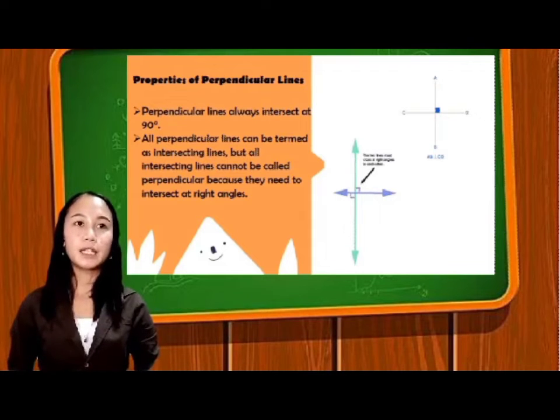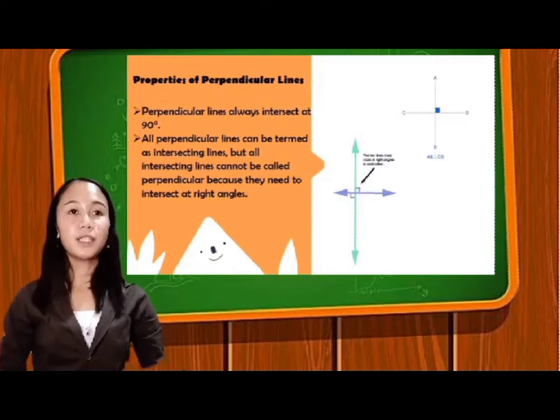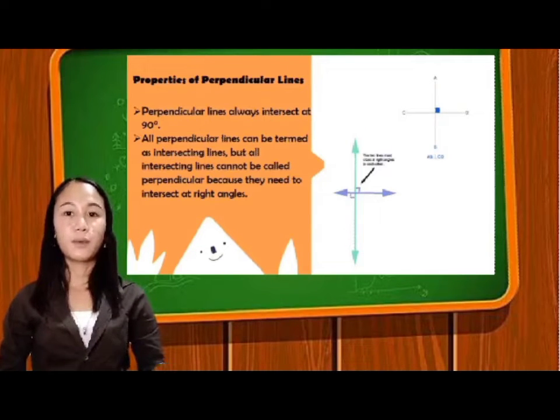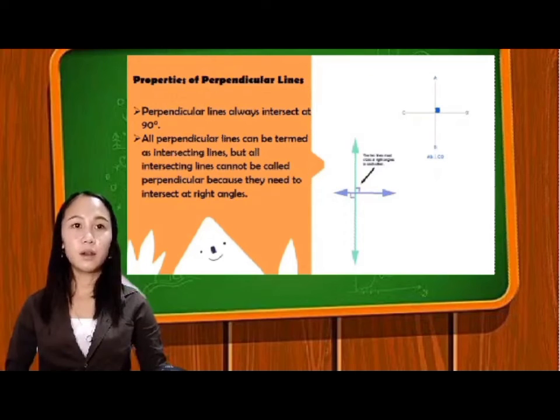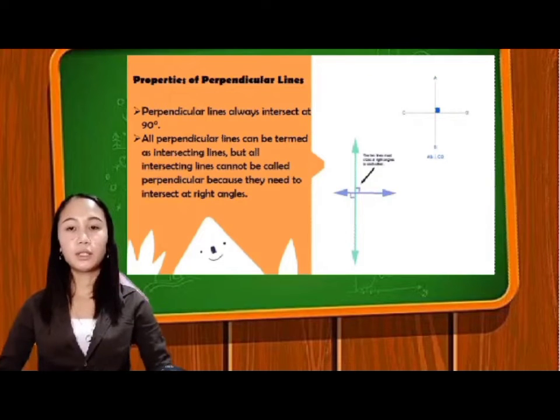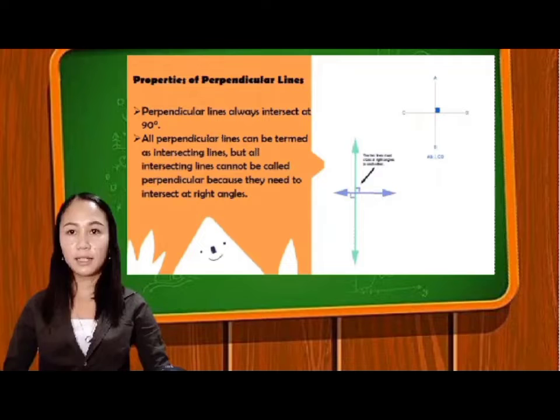So I have here an example of perpendicular lines. Line AB is perpendicular to line CD. Why? Because they intersect at a right angle measuring 90 degrees. That's why we call them perpendicular lines. The two lines must cross at right angles to each other just to be called perpendicular lines. Always remember that all intersecting lines cannot be called perpendicular lines, but perpendicular lines can be termed as intersecting lines.